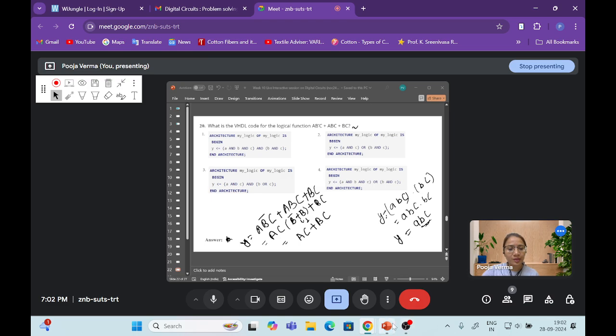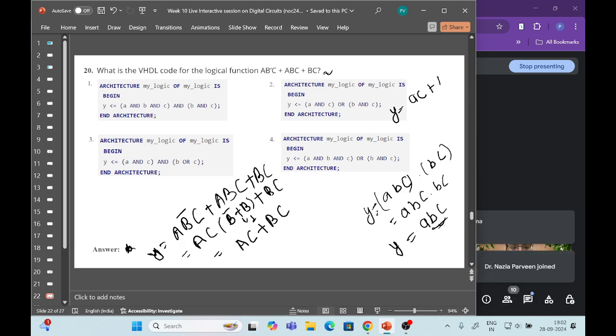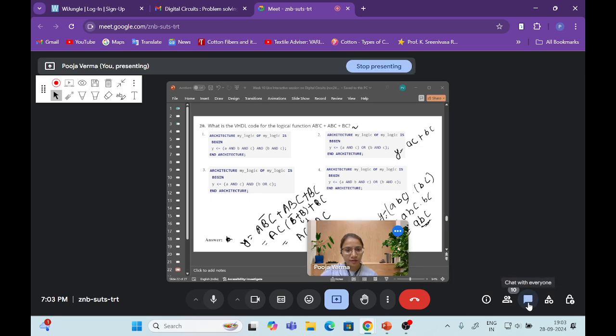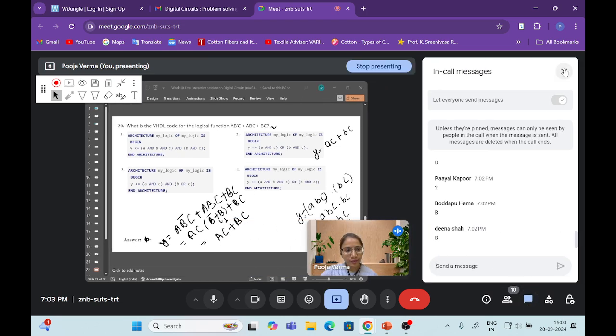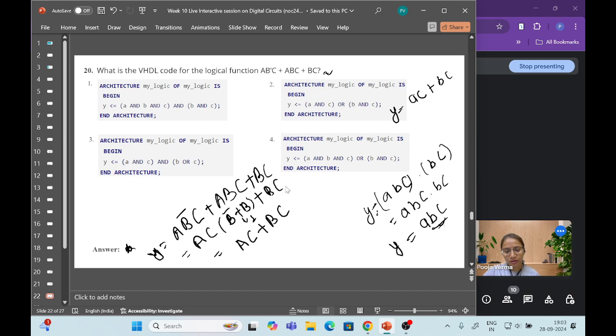Okay, now the next one is option 2. It is implementing y is equal to a and c plus b and c. Yes, it is implementing a and c or b and c. Yeah, option 2 is the correct answer. Now we can check the other options also.